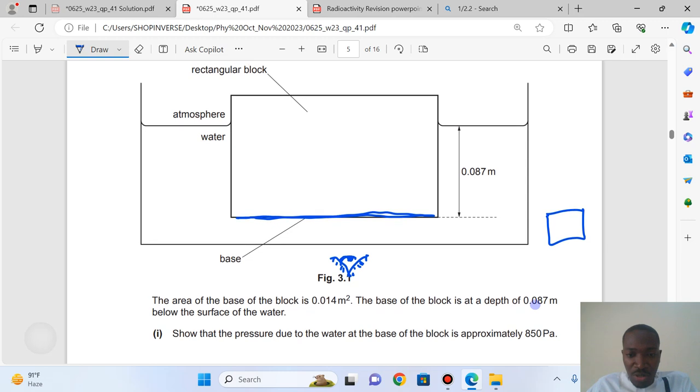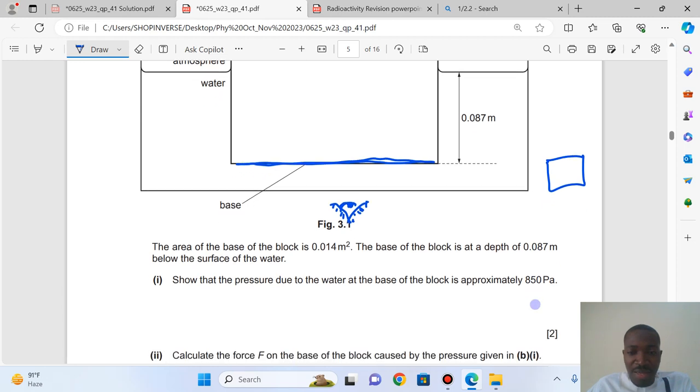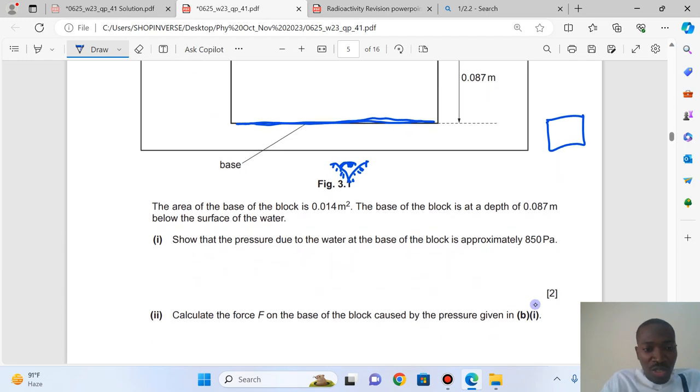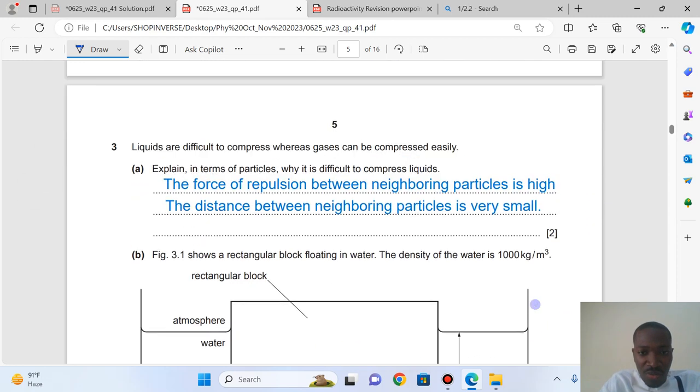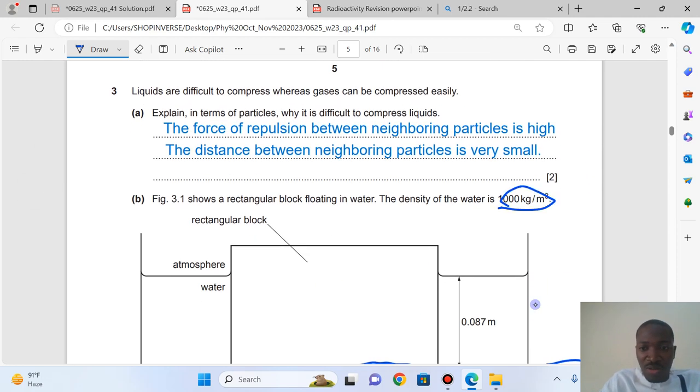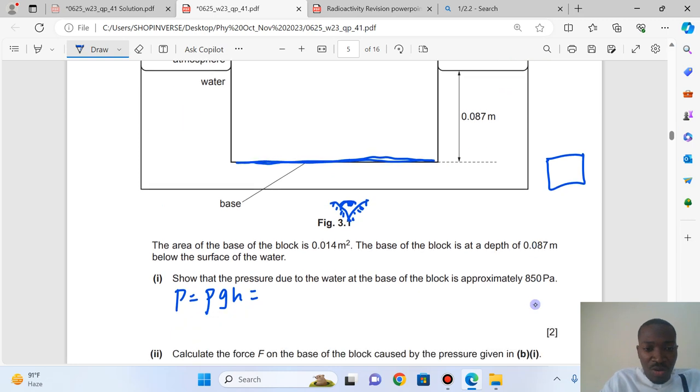How do you get pressure? Pressure is force divided by area, right? Or you say density multiplied by gravity multiplied by the depth. So we are using ρgh. Pressure is density multiplied by gravitational field strength multiplied by the height, the depth. What's the density of water? You are dealing with water here. The density of water is 1,000 kilogram per meter cube.